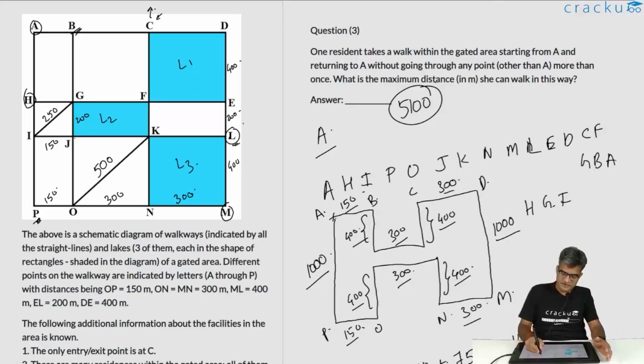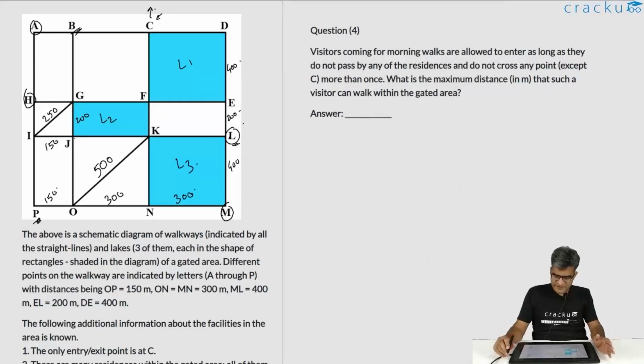Let us look at the last question. Visitors coming for morning walks are allowed to enter as long as they do not pass through any of the areas. What is the maximum distance that such a visitor can walk within a gated area? So this guy has come from C, but he should not visit A, H, L or M. So he'll go from C to B. From B he will go to G. From G, we are looking for maximizing, right? What is the maximum distance?